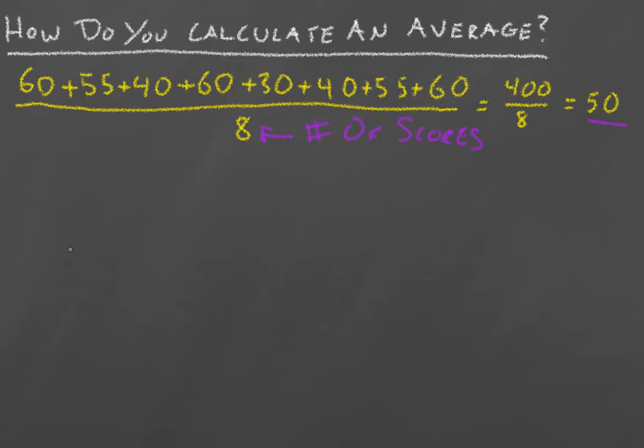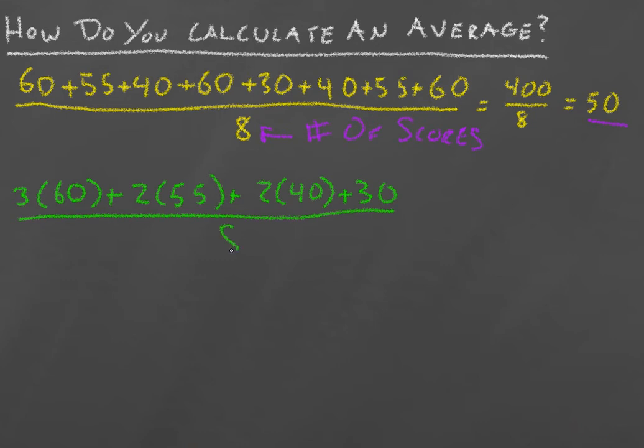Now let's look at doing this another way. Another way that we could calculate the exact same average, but instead of having to sum each one, is we could look at 60, and we could see that 60 appears 3 times. So in other words, we can have 3 times 60. 55 appears twice, so we could have 2 times 55. 40 appears twice, so we would have 2 times 40. And 30 just appears a single time. So we can divide that once again by the total number of scores. And if we calculated that out, we'd see the same thing, that we would get 50.